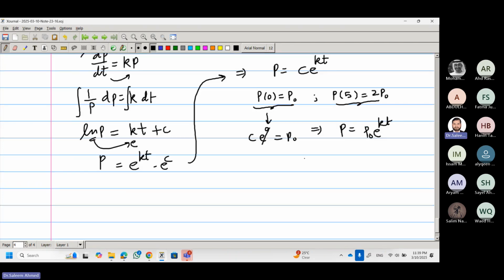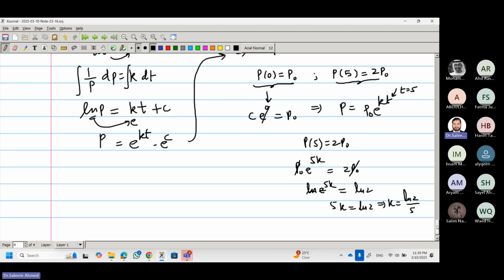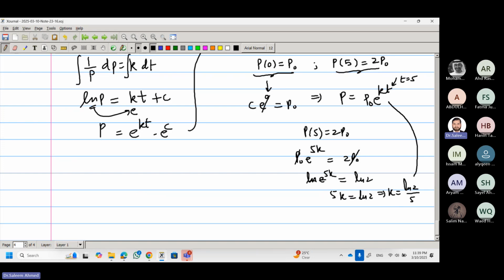If you use the second condition, P at 5 is equal to 2P naught. P at 5 means P0 e to the power 5K. You see here, P at 5 means just put t equal to 5 here, right? So this will give you the condition, that is 2P naught. P naught cancels. Take log on both sides. Log of 2, log and e cancel. So 5K is log of 2, and this will give you K, which is log of 2 by 5. So that's how you can find K, and put it back now. Put it back here.